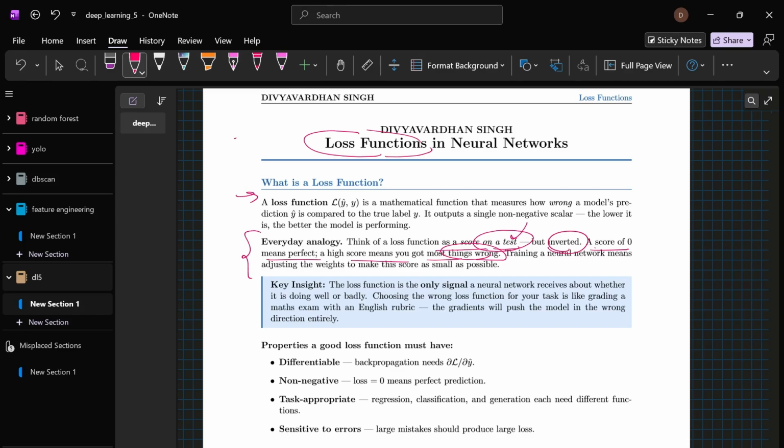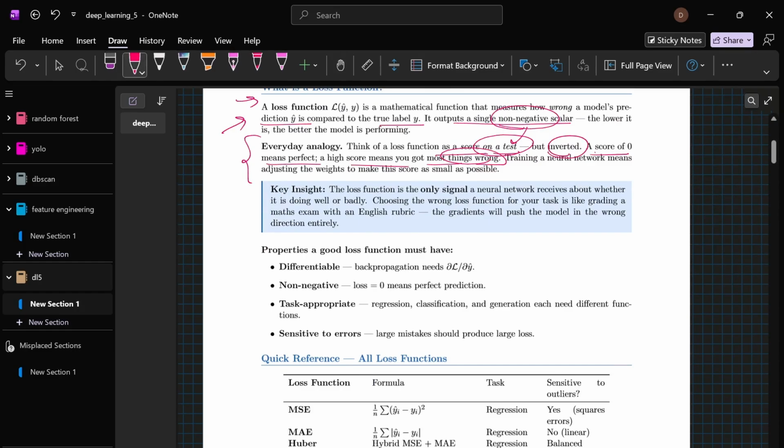Mathematically, a loss function takes the model's predicted value and the true label and gives you back a single value, always non-negative, that tells you how wrong your model is. Here are some key insights about it: the loss function is the only signal that the neural network gets during the training part. If you pick the wrong loss function for your task, your model will learn in a completely wrong direction.